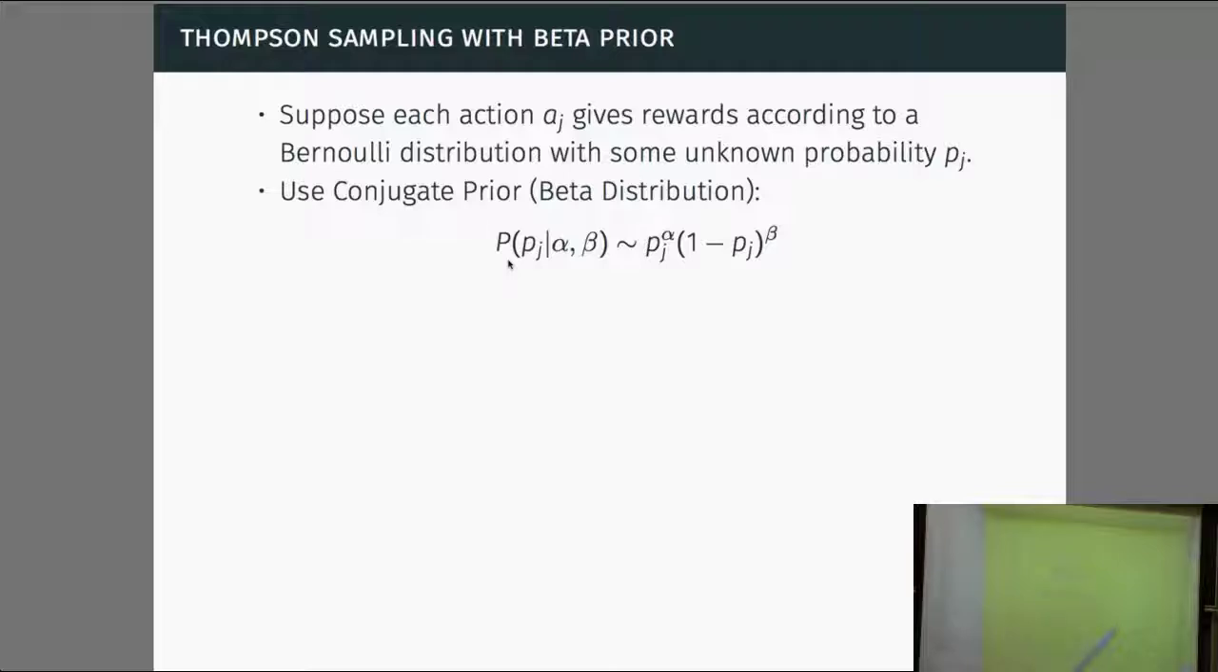In particular, the probability of P sub j is going to depend on two hyperparameters, alpha and beta, and it's going to be proportional to P sub j to the alpha times 1 minus P sub j to the beta, divided by some normalization constant, right? So what's the probability of our theta now? First of all, what are all the hyperparameters we have? We could have hyperparameters for each P sub j, but we're going to assume it's the same. So I'm going to assume for all of them, it's just some fixed alpha and beta.